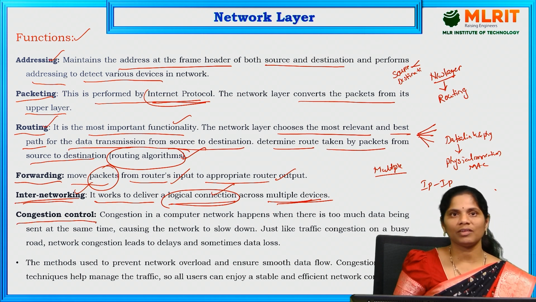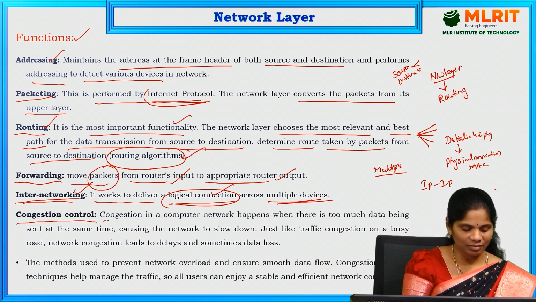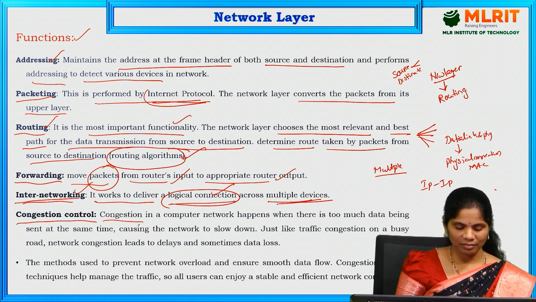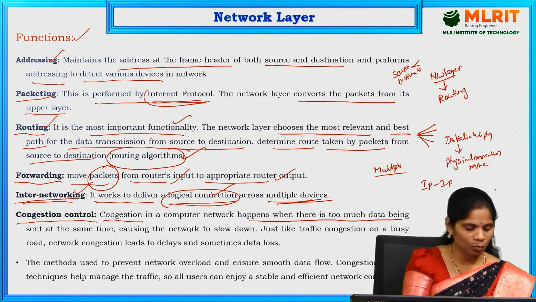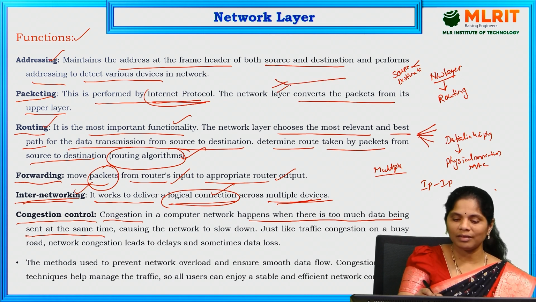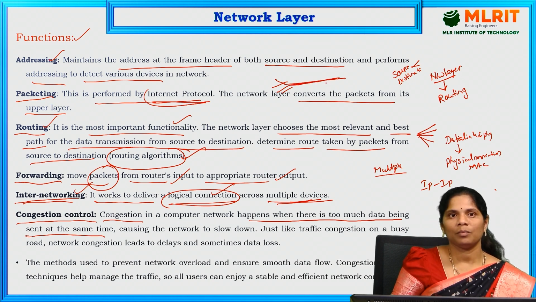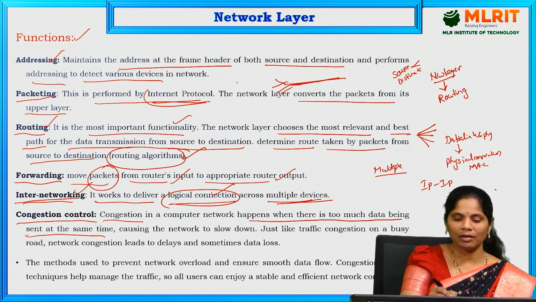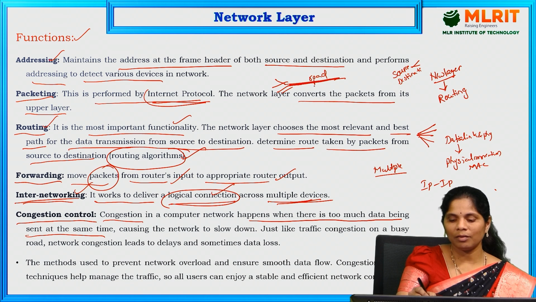It is also one of the functions in the network layer. Congestion happens when too much data is going to be sent at the same time. Number of users are sending the data at the same time, and at that time there may be traffic. Suppose, in a real-time example, we choose one road, and a number of vehicles are coming on this particular road. What will happen? Some traffic is going to happen.